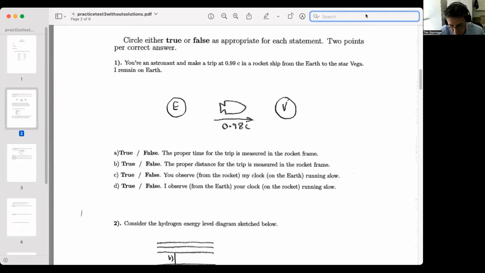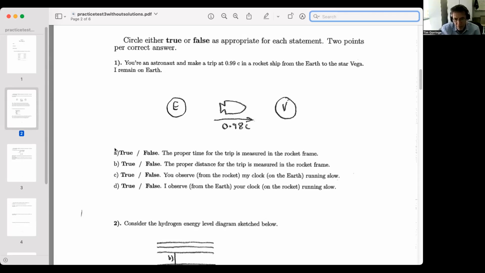First concept question, true false question, is about relativity and about space-time. It tells us that an astronaut makes a trip at 98% of the speed of light in a rocket ship from Earth to the star Vega. And we're asked a series of questions about this trip. The first pair of questions ask us which observer measures the proper time and the proper distance.